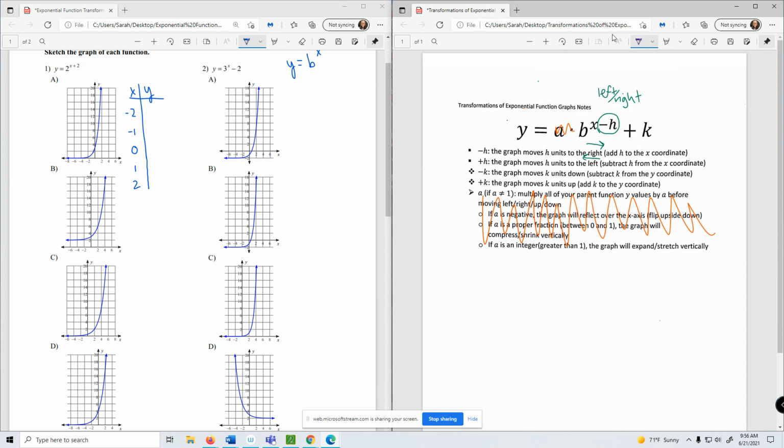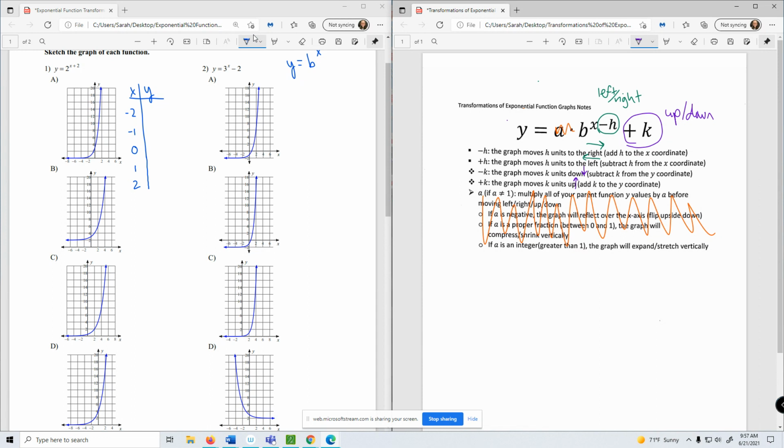If we have a number being added or subtracted at the end of the equation, it's going to move your graph up or down. If it's a minus, it's going to move your graph down. If it's a plus, it's going to move your graph up. And so we'll come back to what this looks like when we actually do some graphing.